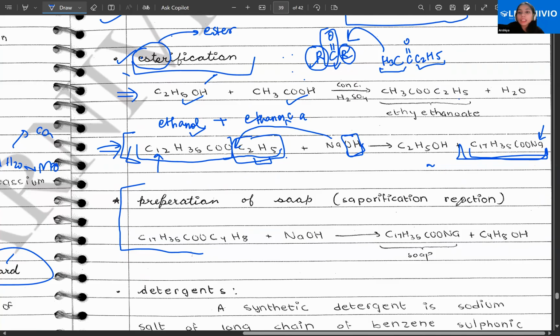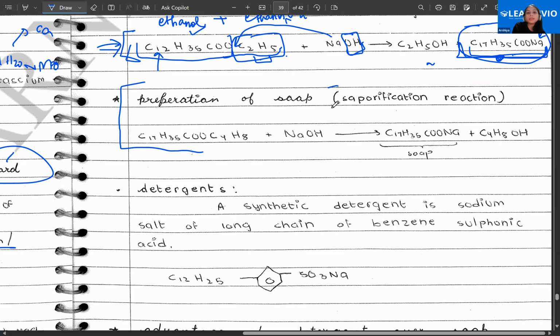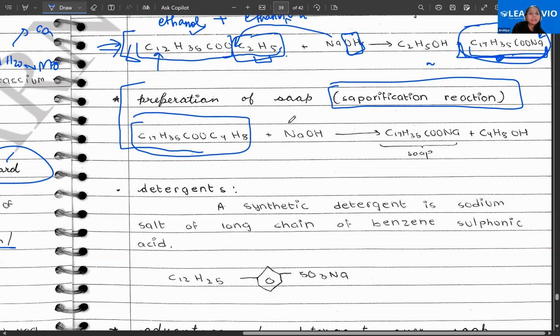Now similarly what happens here is, now this is our product. Now we don't need anything else. We'll take this and start reacting it. Now saponification is basically breaking down this molecule in the presence of a base, an alkali, here NaOH. That's all for saponification, breaking down a molecule in the presence of an alkali.